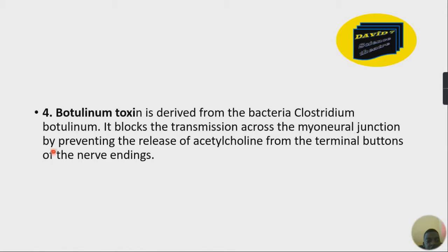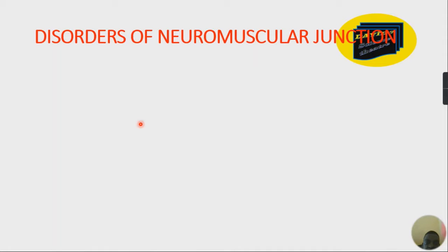Okay, let's continue. The fourth drug is botulinum toxin. Botulinum toxin is derived from the bacteria Clostridium botulinum, and it blocks the transmission across the myoneural junction by preventing the release of acetylcholine from the terminal buttons of the nerve endings. No release of acetylcholine. That's how this bacteria is working, by its toxin.